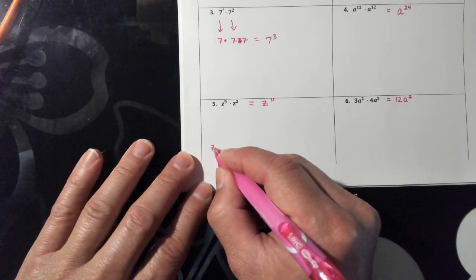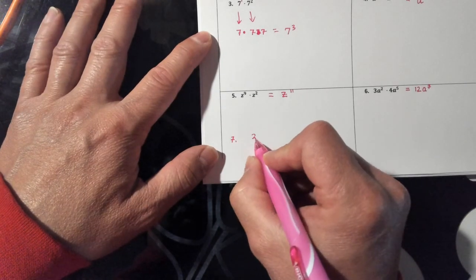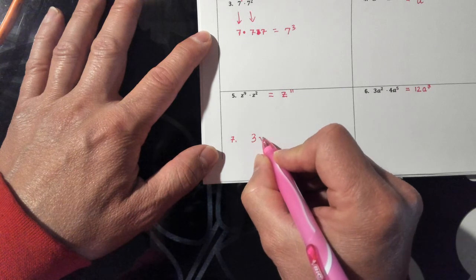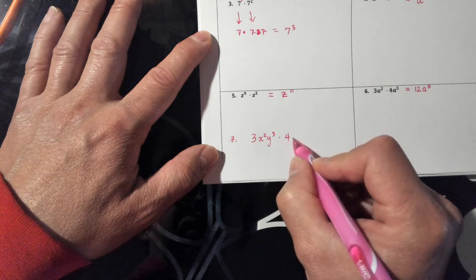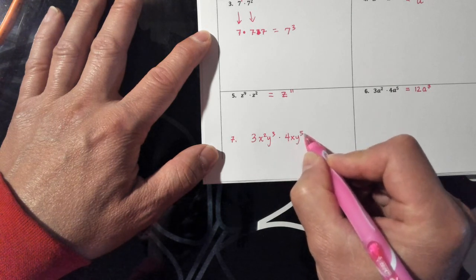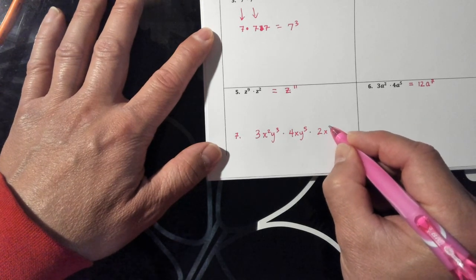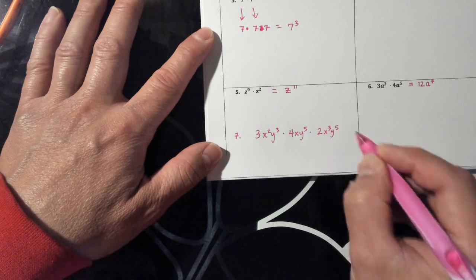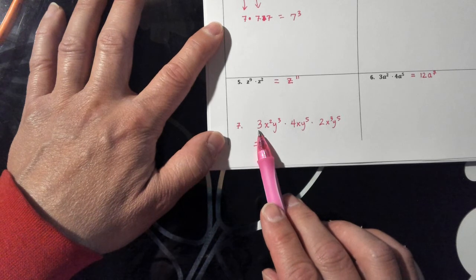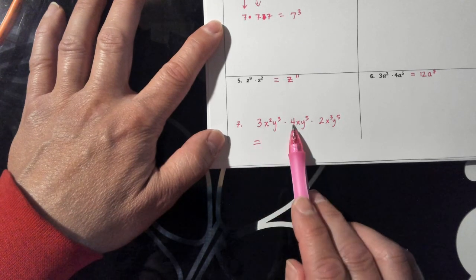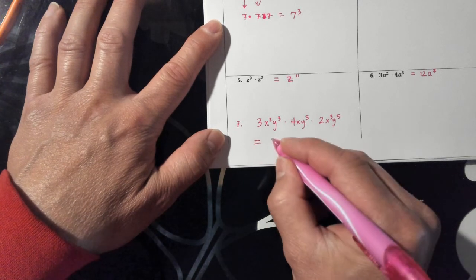I'm going to do one more example. Number 7. I'm going to make it real hard. I'm going to have several variables. 3 x squared y cubed times 4 x y to the 5th times 2 x cubed y to the 5th equals. So multiply the numbers first. These are the coefficients. Now you know what that word means. The coefficients are these numbers right there. So you got 3 times 4, which is 12, times 2, which is 24.